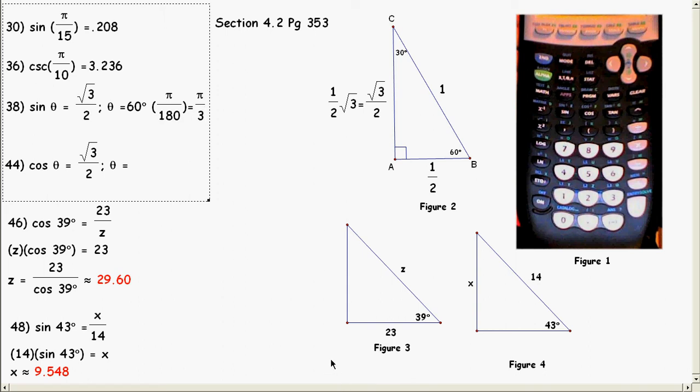which is again square root of 3 over 2 over 1. So theta in this case is going to be 30 degrees. And again, if we multiply that by pi over 180, we see that that is going to be pi over 6.